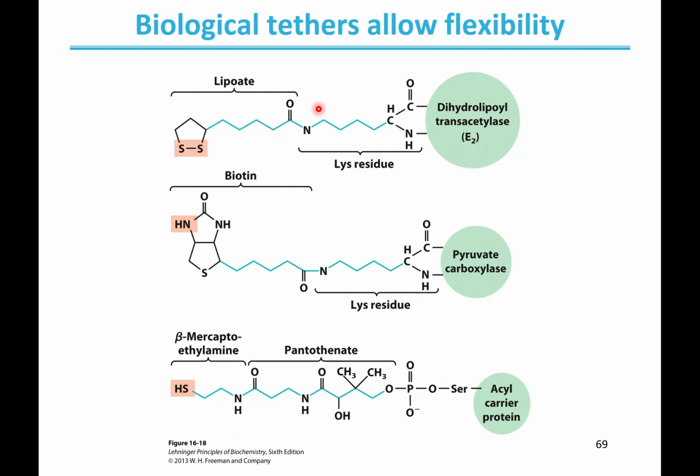Okay. So these are just some examples of tethers that we've seen that are used to transfer small carbon units, right? Lipoic acid, biotin, and coenzyme A, this sulfhydryl group on coenzyme A.